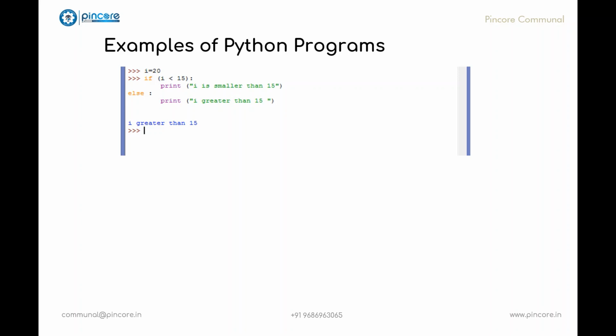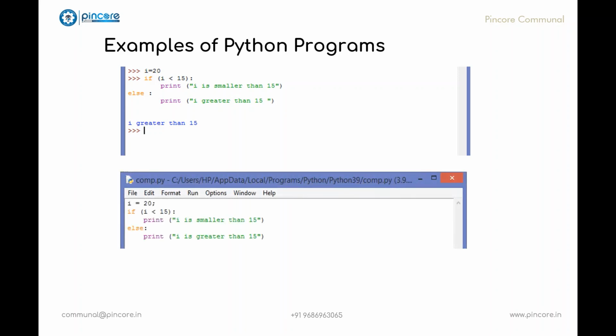Now let us see how this works in script mode. As said before, I have taken a new file, and since I am comparing numbers, I have saved it with the file name com followed by the .py extension. You can observe the file name as well as the location where my program is saved. The same program I have written, there is no change. Now we will see the output. We have got the same output, just the format is different. That is, it is showing the location followed by the file name, and you can see the output, that is i is greater than 15. These were a few simple examples. Let's know about it more in detail in the upcoming videos.